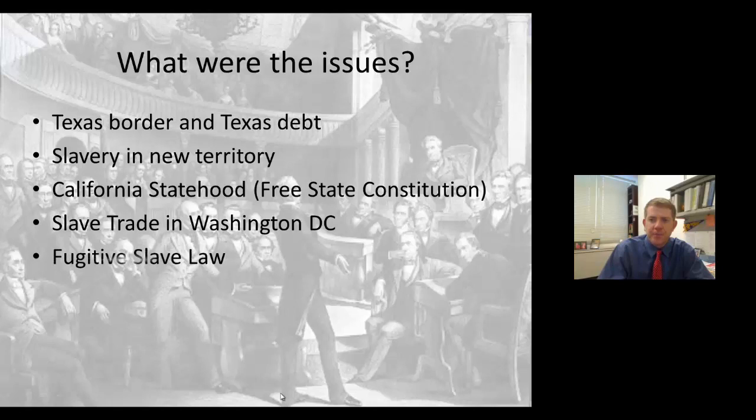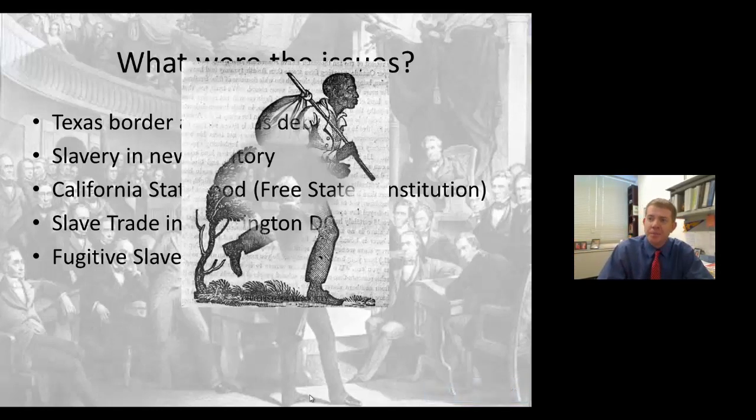Then the fifth issue is what the Southerners were most upset about, and a lot of you looked at the Underground Railroad for your research project. As their property escapes, runs away, Southerners wanted some recourse to get their property back. They wanted a more stringent fugitive slave law, a law that would allow them to go into these northern states to get their property back.